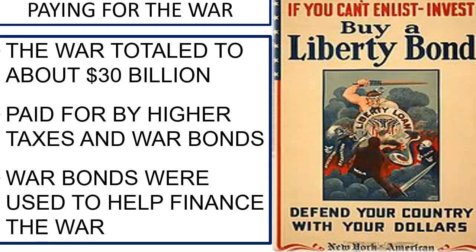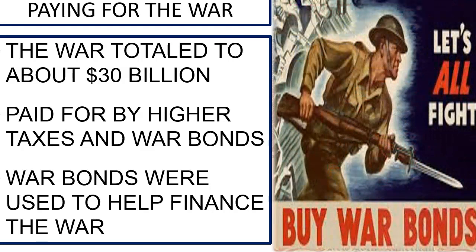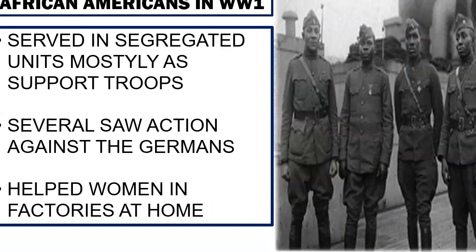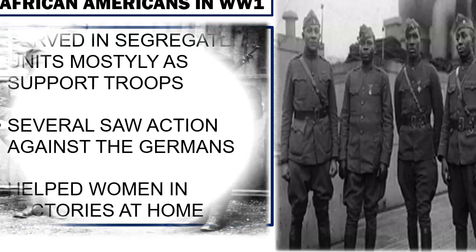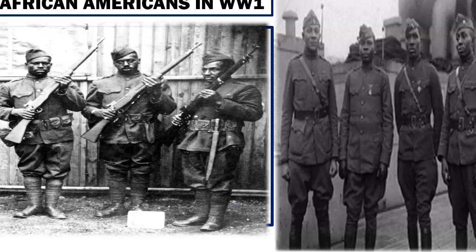In order to pay for the war, the government enacted higher taxes and sold war bonds, as you can see from many of these World War I advertisements, which encouraged patriotism by buying war bonds to help fund the war. African Americans served in segregated units, mostly as support troops during World War I, but several did see action against the Germans, and many went into factories and helped the women at home while men were fighting overseas. We're going to learn a great deal about African American patriotism during our World War II lessons.